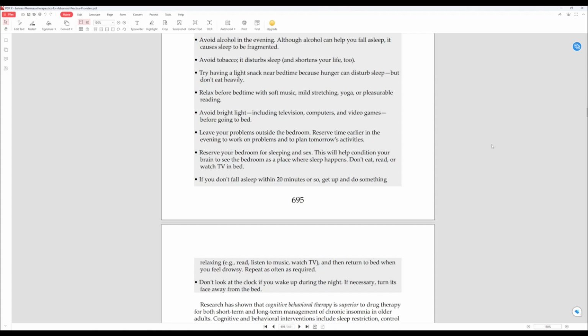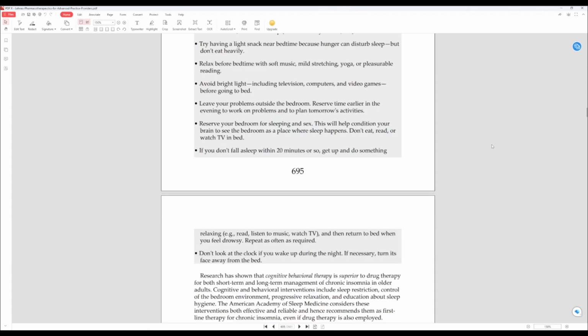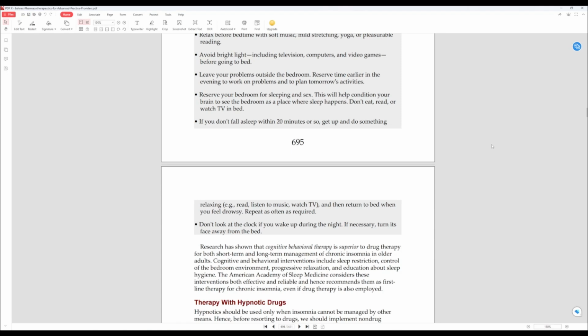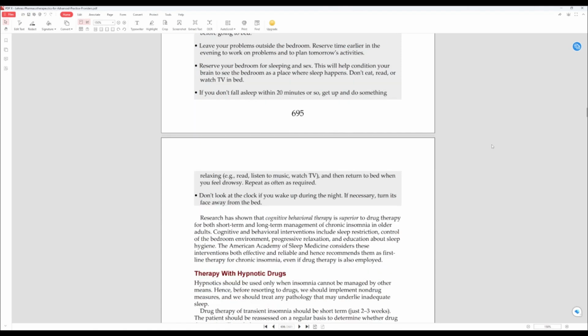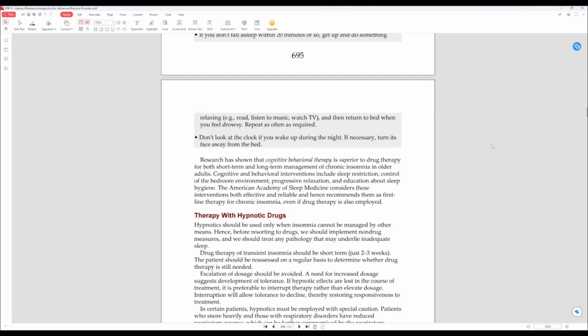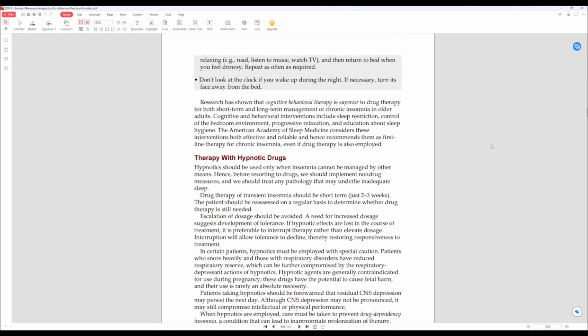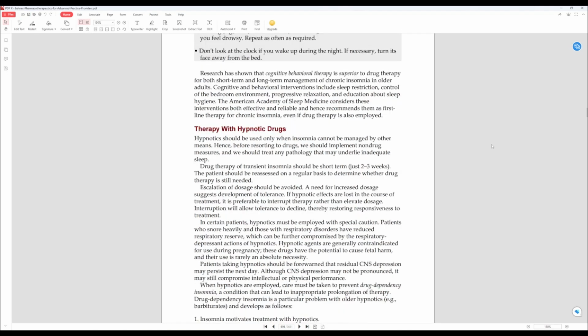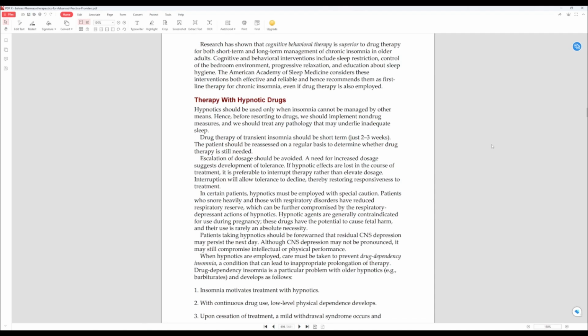Research has shown that cognitive behavior therapy is superior to drug therapy for both short-term and long-term management of chronic insomnia in the older adult population. Cognitive and behavioral interventions include sleep restriction, control of bedroom environments, progressive relaxation, and education about sleep hygiene. The American Academy of Sleep Medicine considers these interventions both effective and reliable, and therefore recommends them as a first-line therapy for chronic insomnia, even if drug therapy is also employed.